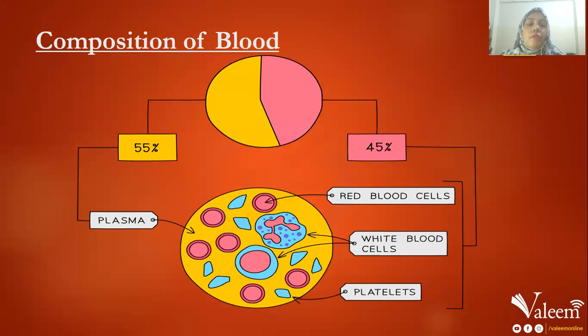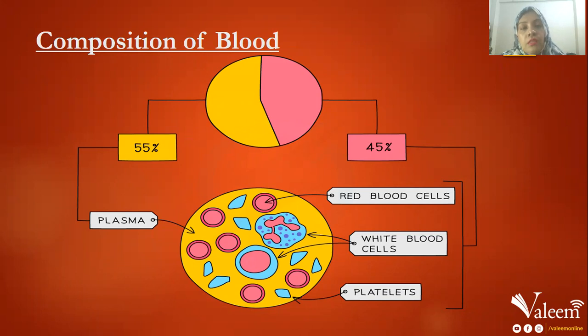Now, if you make a pie chart, you can divide the blood into 2 basic components. One component is 55%, and the other is 45%. What is 55%? Actually, the 55% component of the blood is basically plasma. The ratio of plasma in our blood is 55%, whereas the pink area, you can see, is the cellular part.